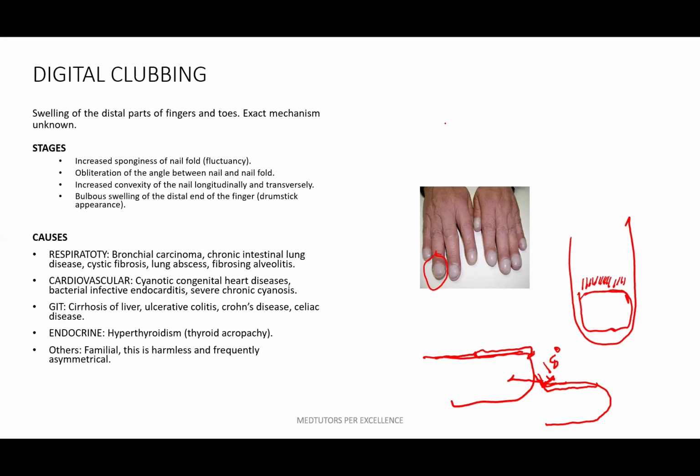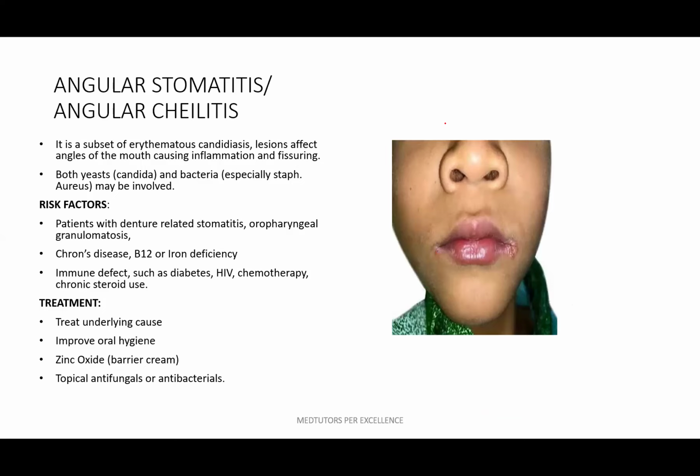Now, this picture shows a patient presenting with angular stomatitis. At the edge of the mouth, you see some ulceration. Commonly, which kind of people do you see this in? The malnourished. You see all these almajiris, they will have some ulceration at the edge of their lips. That is called angular stomatitis. It is commonly associated with malnutrition and immunosuppression.